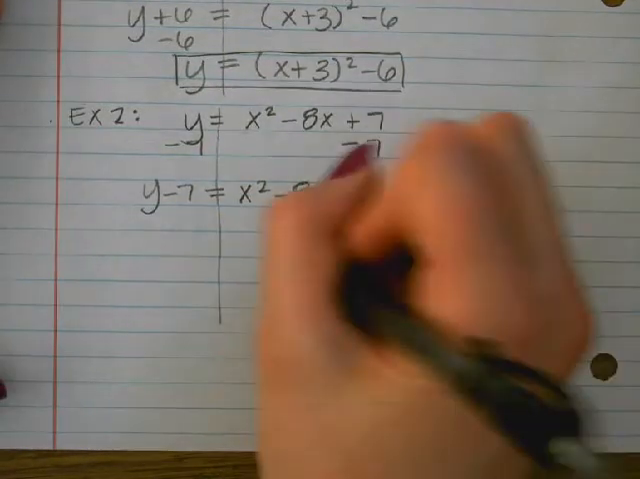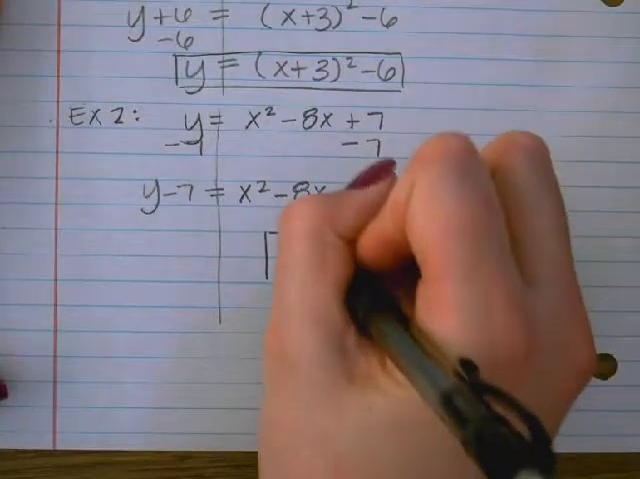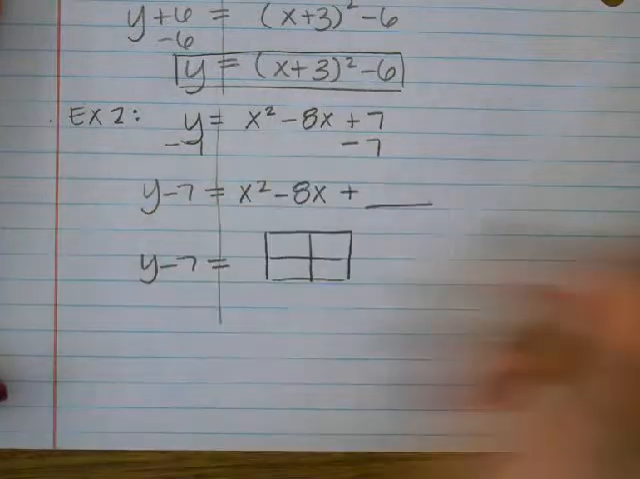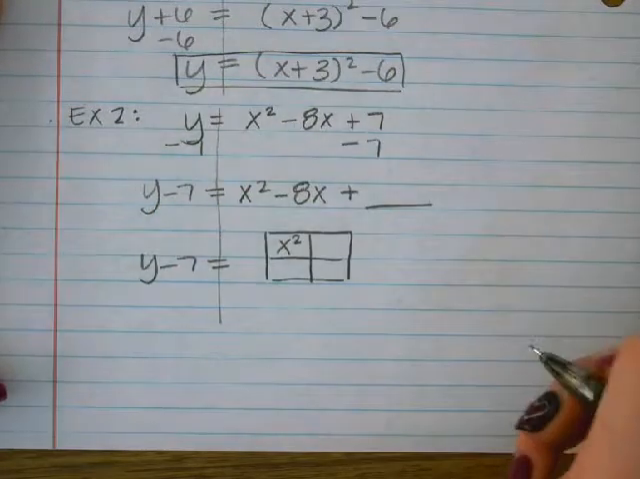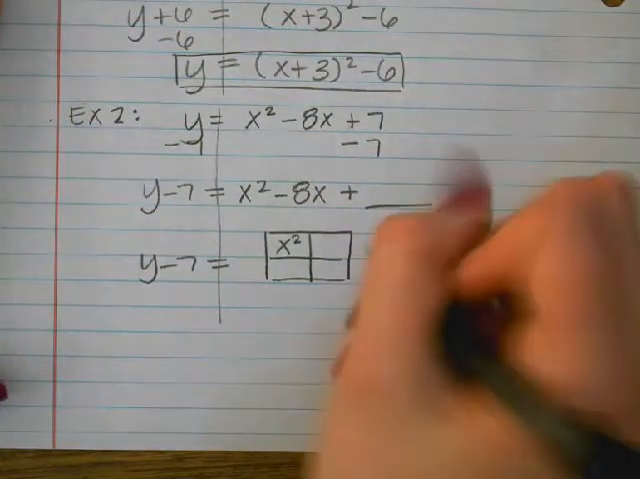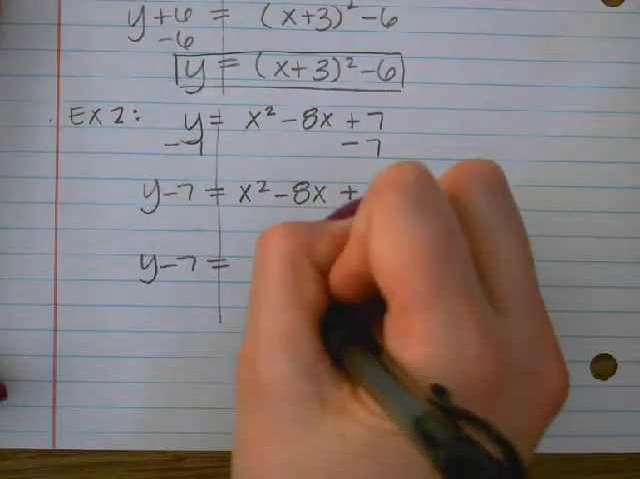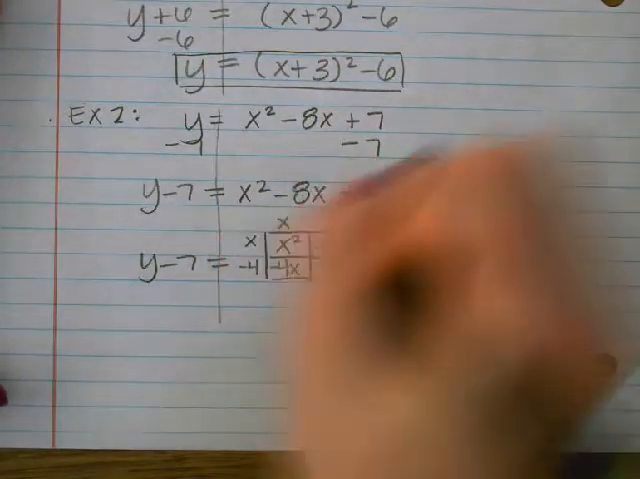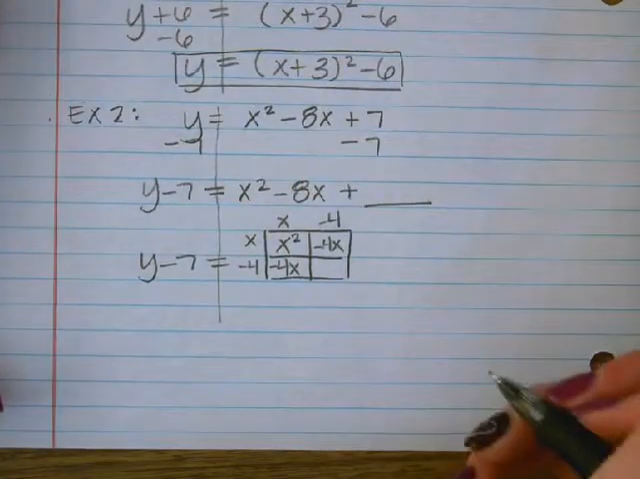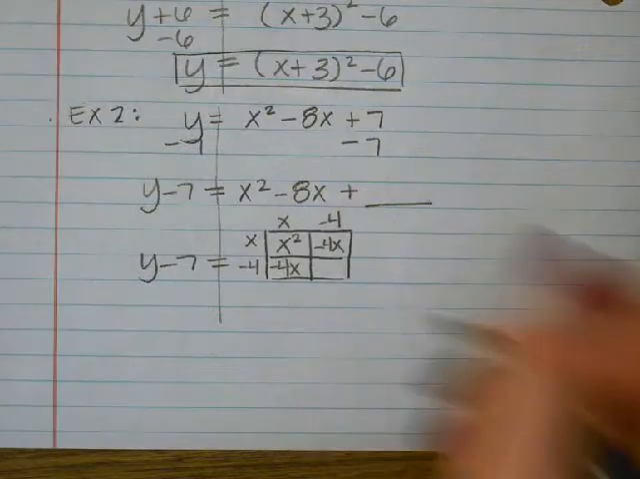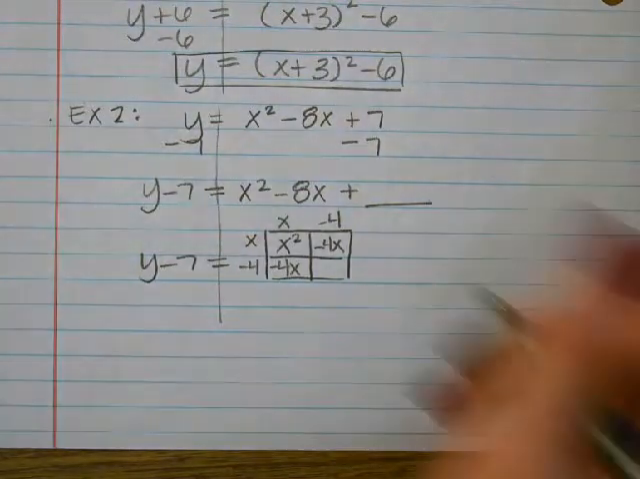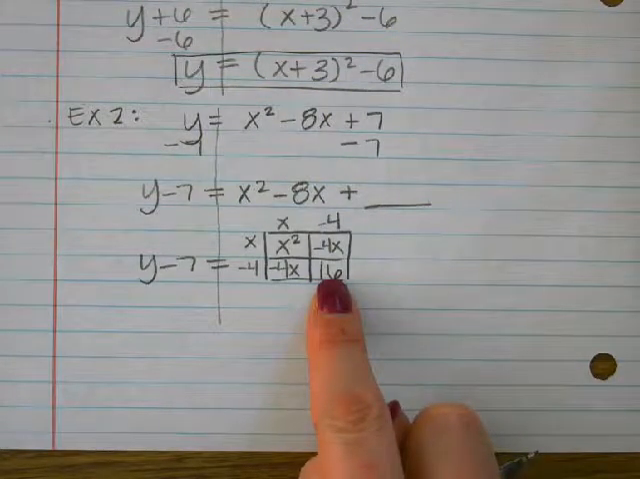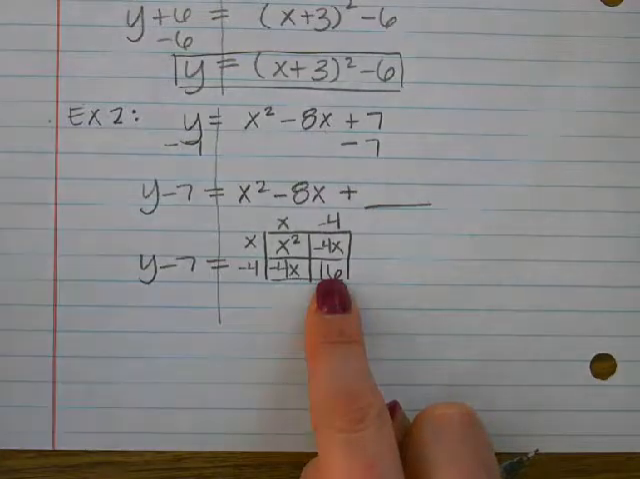And then we draw the square. So y minus 7 equals, I got the x squared right here. What do I put in the two corners? So negative 4x, negative 4x. So what number would complete the square? 16. And if we add 16 to the right side, what do we have to add to the left side? 16.